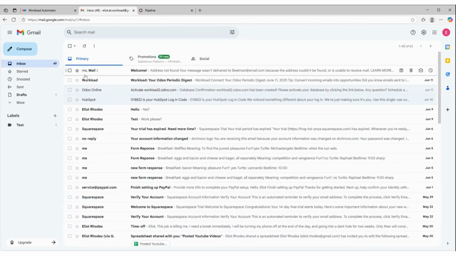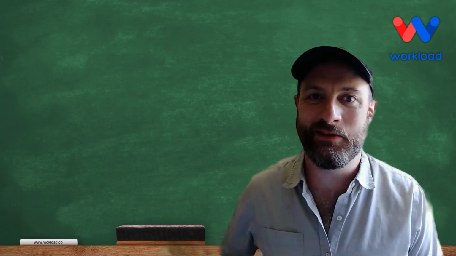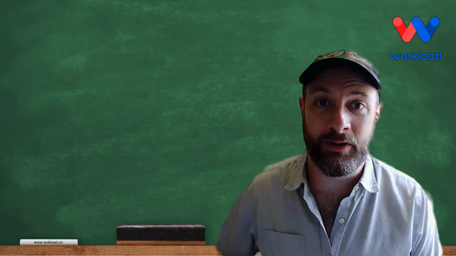If you notice in my inbox that the email was not found, it's because Brett Beatman is not a real person. But the workflow functioned the way we wanted. We can come back over to the Workload editor and see that we have a green dot in each of our nodes. So now I can activate my workflow. And whenever we create a new lead or opportunity in Odoo, it'll automatically be sent that same form email. That's how you can use Workload to automate sending an email whenever you create a new lead in Odoo.